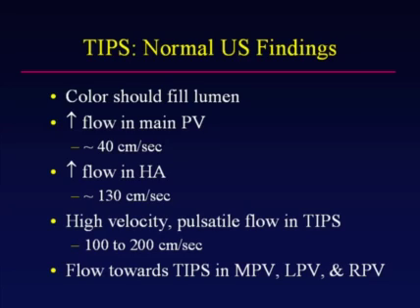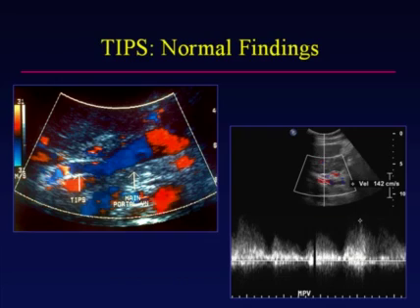In addition, the tips has been placed such that the gradient along the tips should be less than the gradient in the liver parenchyma. And blood will always flow according to the lowest gradient, and therefore flow should be towards the tips, so towards the liver in the main portal vein, but also towards the tips from the intrahepatic vein. So you should see reverse flow in the left and right portal veins.